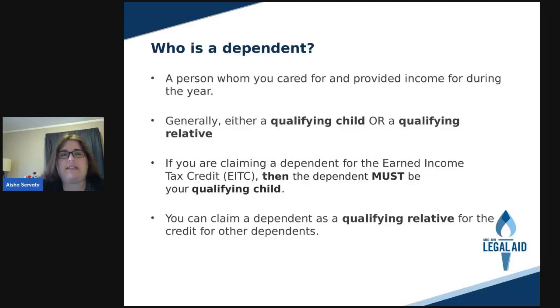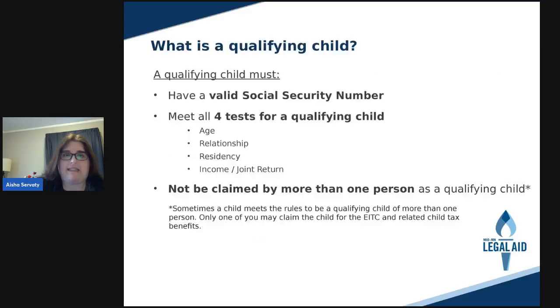A dependent is defined as a person who's cared for and provided income during the tax year. Generally, a dependent will fall into two different camps, a qualifying child or a qualifying relative. I'll talk about each one of those tests, what specifically they mean, and what credits you can take advantage of. For example, if you want to take advantage of the earned income tax credit, then the dependent must be your qualifying child. If you're looking at a qualifying relative, then you might be eligible for the credit for other dependents.